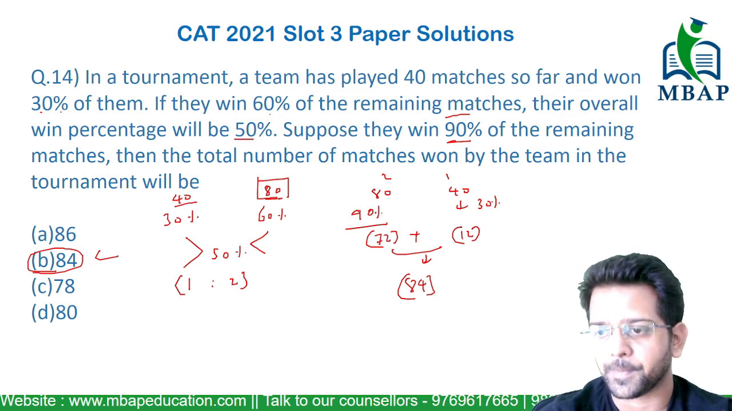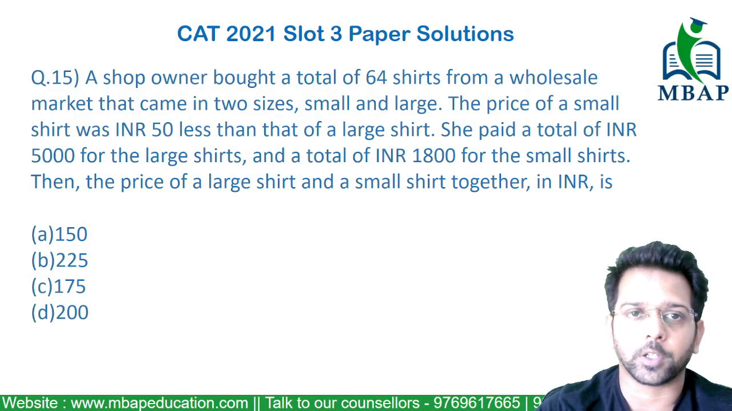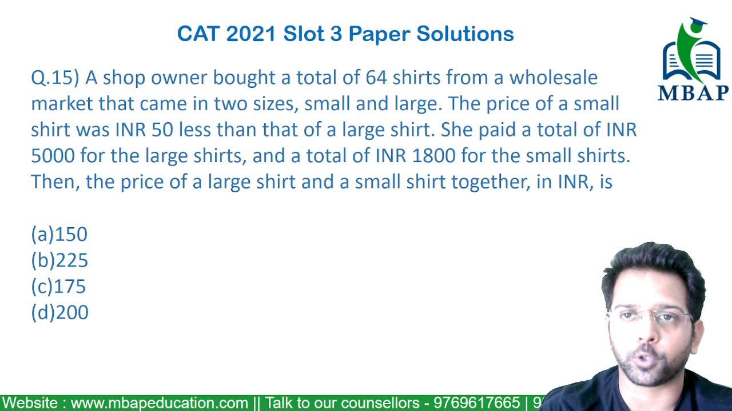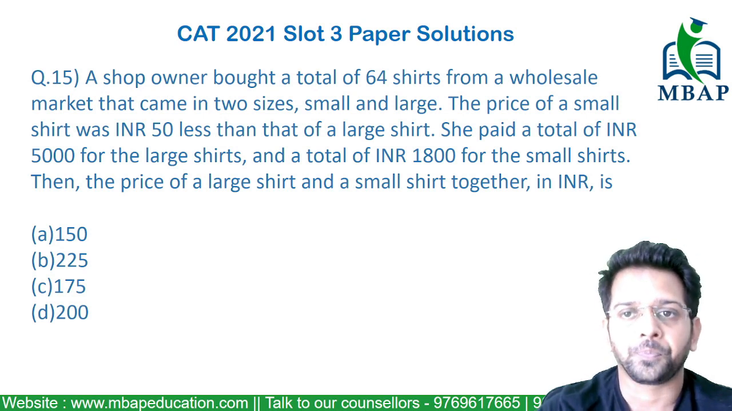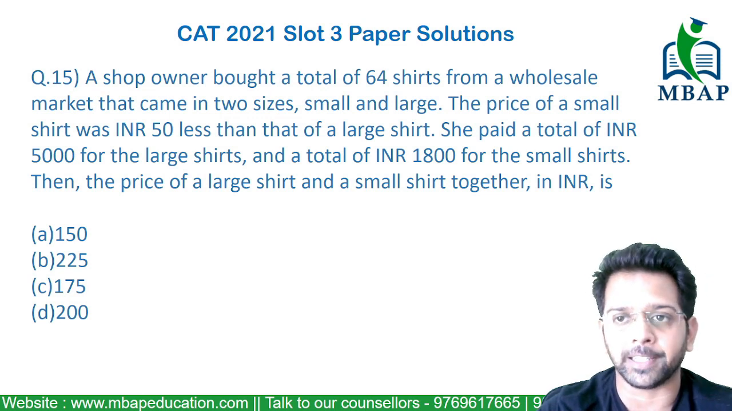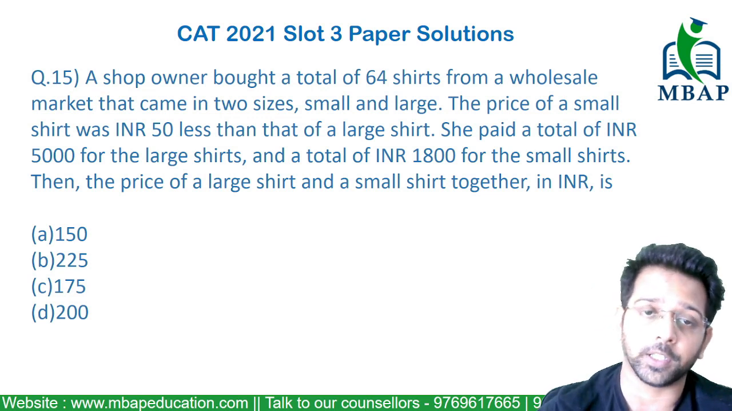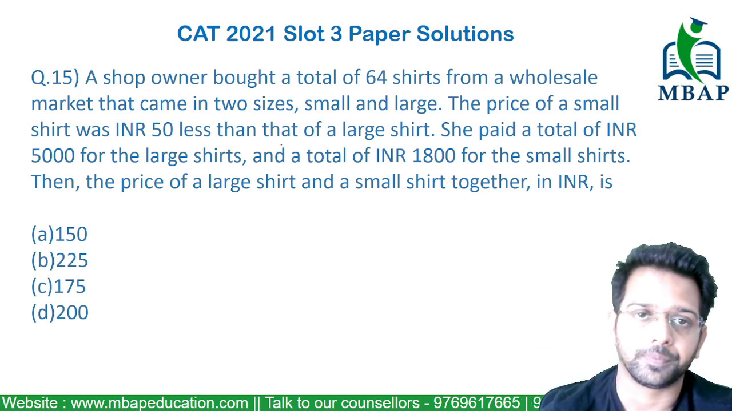Let's have a look at the next question. The question says, a shop owner bought a total of 64 shirts from a wholesale market that come in two sizes, small and large. The price of a small shirt is 50 rupees less than that of the large shirt. She paid a total of 5,000 for the large shirts and a total of 1,800 for the smaller shirts. The question is, find the combined price, the sum total price of large and small together.